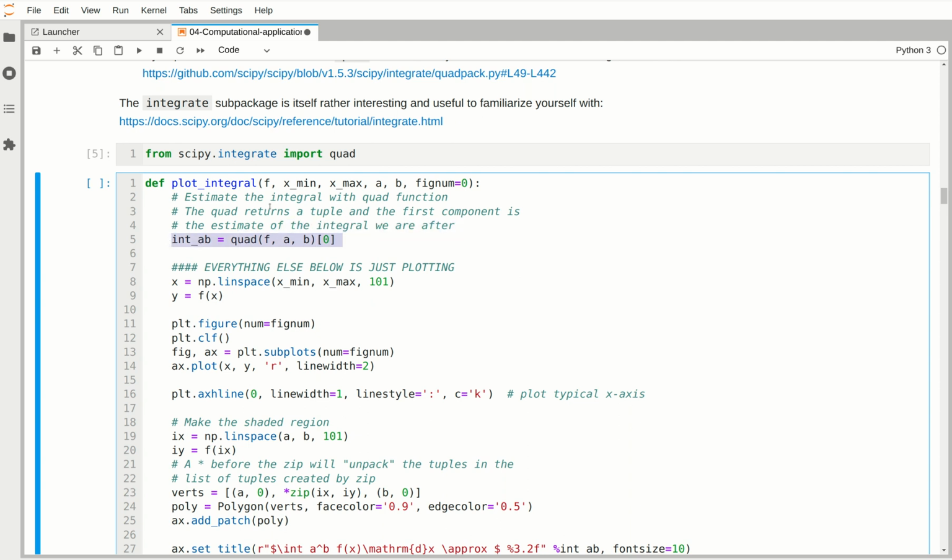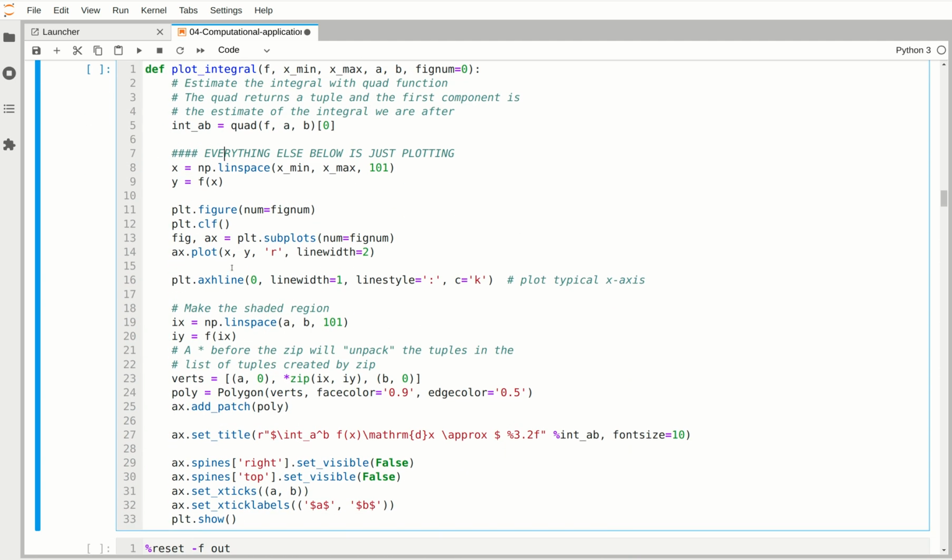I get my approximation of the integral. So I'm passing a function f, some min and max x values that are used for plotting, the interval a to b, like a left and right endpoint that I'm integrating over, and a figure number just to control what figure numbers I'm plotting. I get the estimate for the integral right here, and then everything else below is plotting.